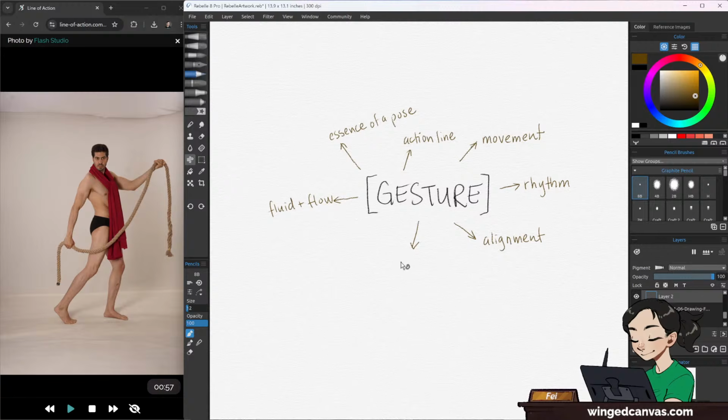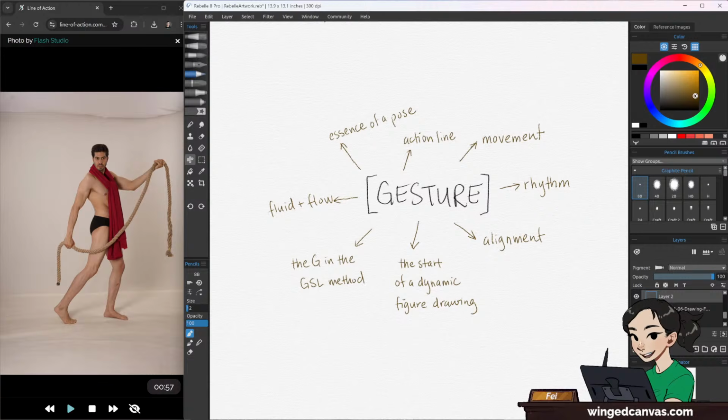Here we're going to put the start of a dynamic figure drawing. It's the G in the GSL method. Anything else? Anything else when you guys think of gesture?